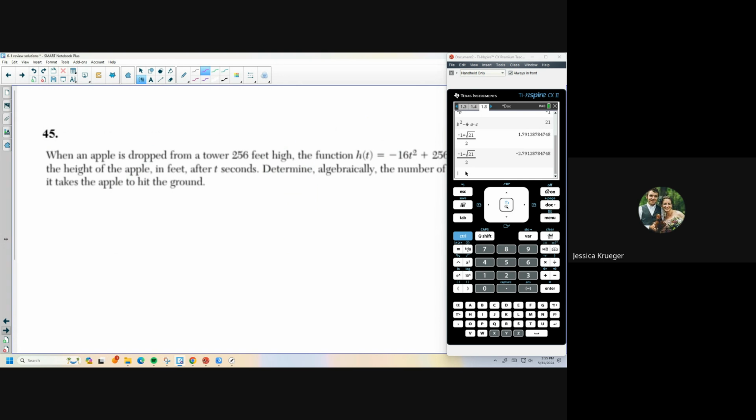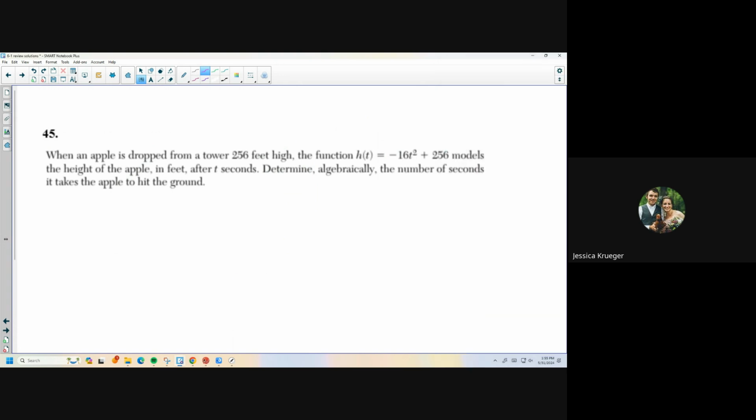When an apple is dropped from a tower 256 feet high, the function h of t equals negative 16t squared plus 256 models the height of the apple after t seconds. Determine algebraically the number of seconds it takes the apple to hit the ground. Well, if it's on the ground, the height is 0. So I need to algebraically solve this equation, because there's only one t, it's squared, but there's no like 18t in there.